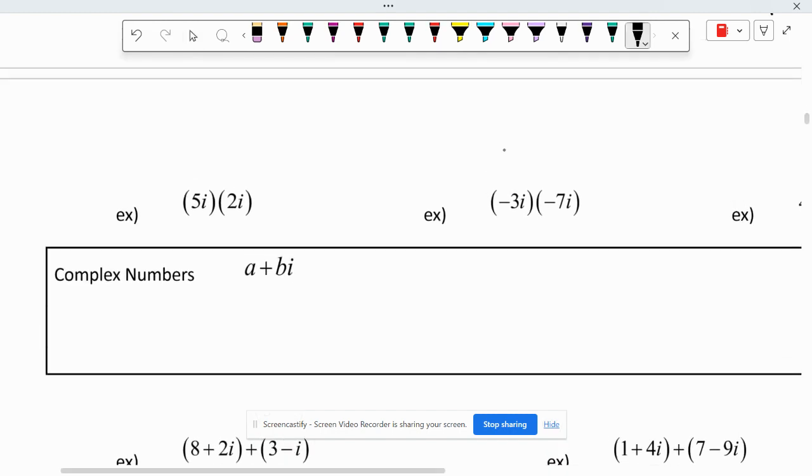So 5 times 2 is what? 10. And i times i is i squared. And so what is i squared? So this is really the same thing as saying 10 times negative 1, which equals negative 10.